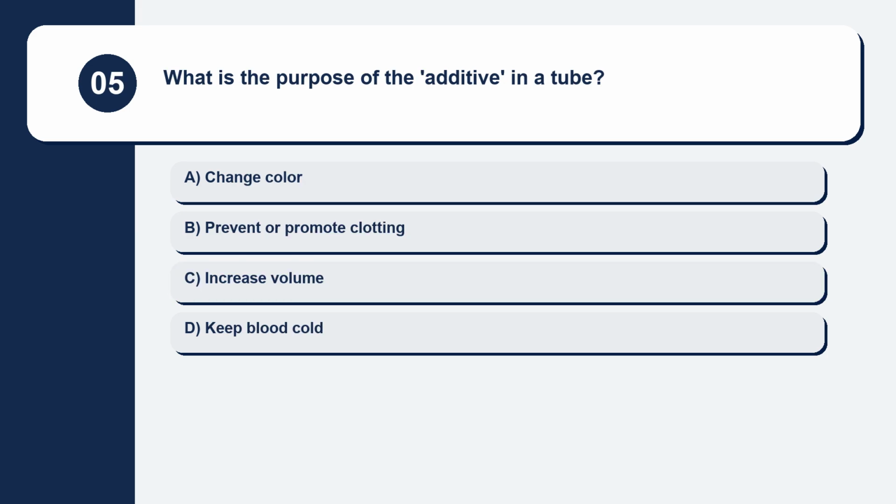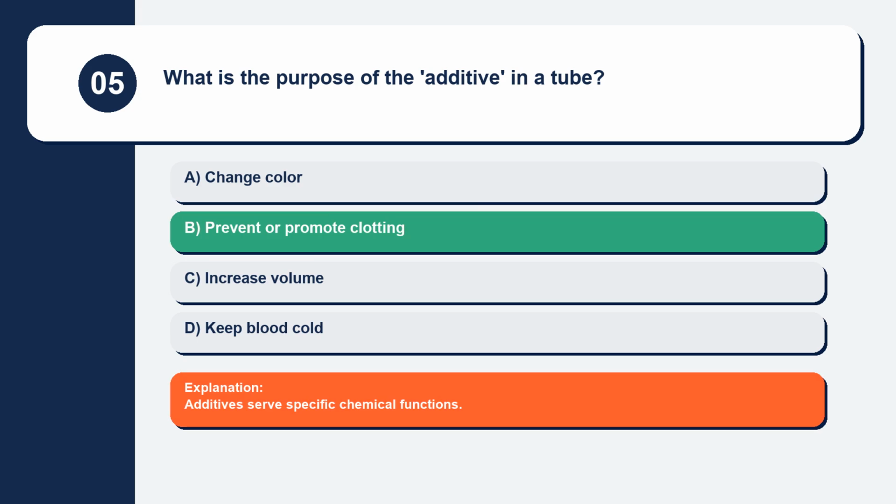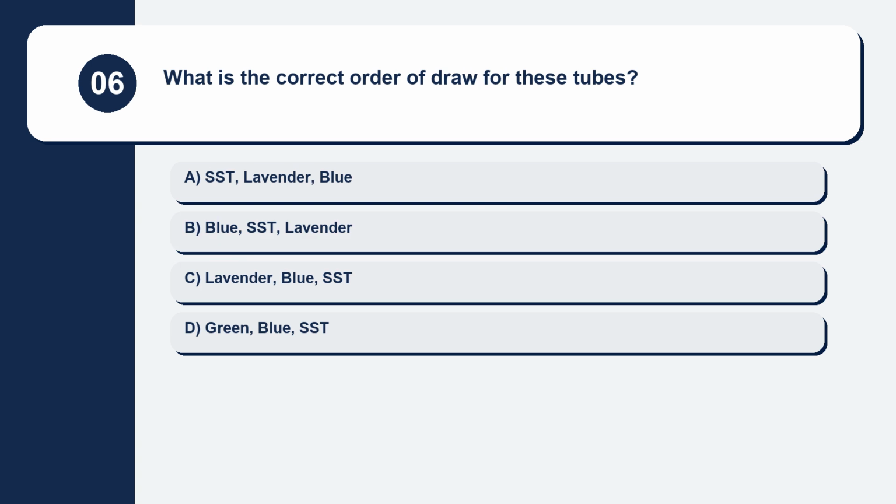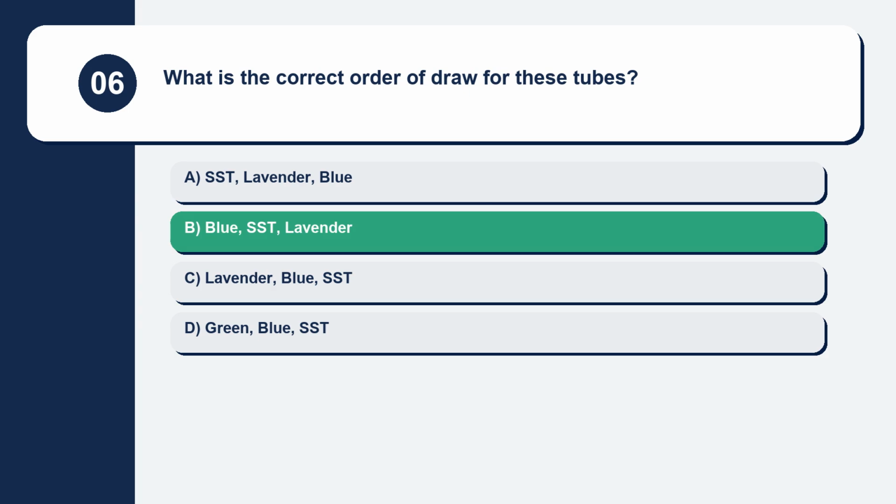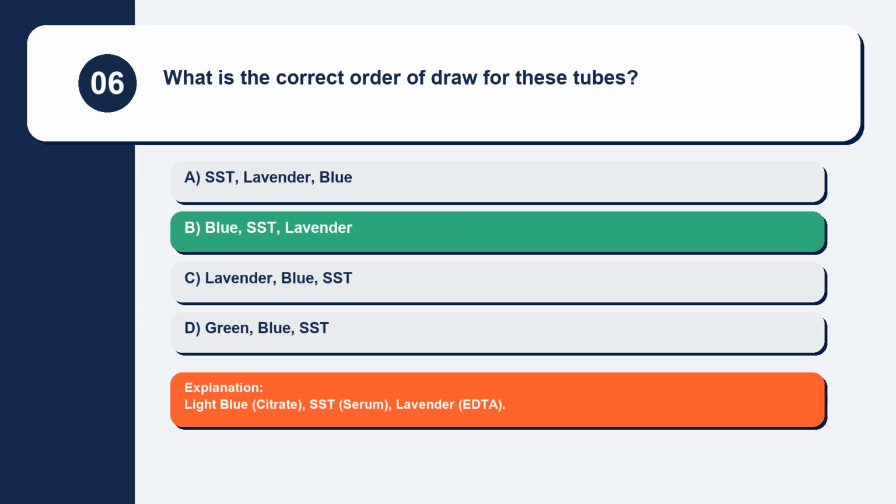Question 5. What is the purpose of the additive in a tube? Change color, prevent or promote clotting, increase volume, or keep blood cold. Additives serve specific chemical functions. Question 6. What is the correct order of draw for these tubes? SST, lavender, blue, blue, SST, lavender, lavender, blue, SST, green, blue, SST. Light blue citrate, SST serum, lavender EDTA.